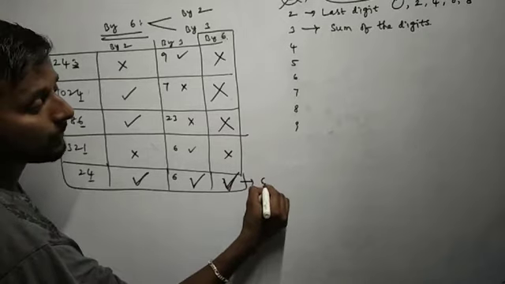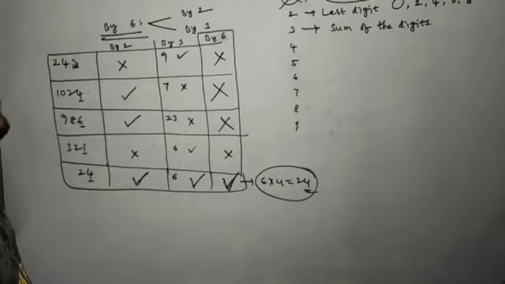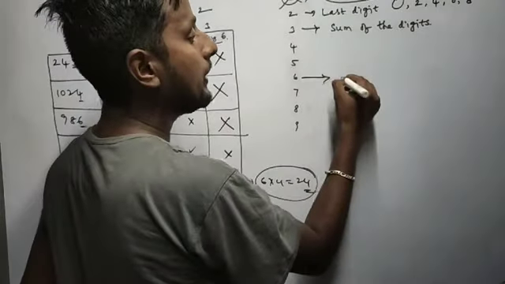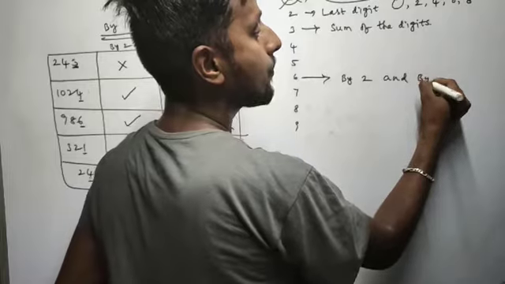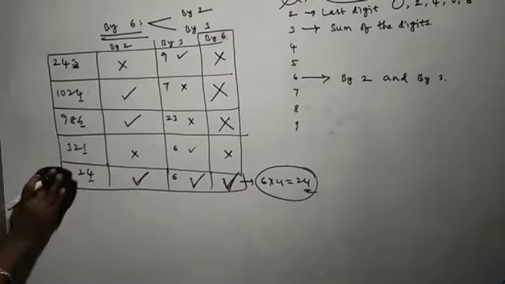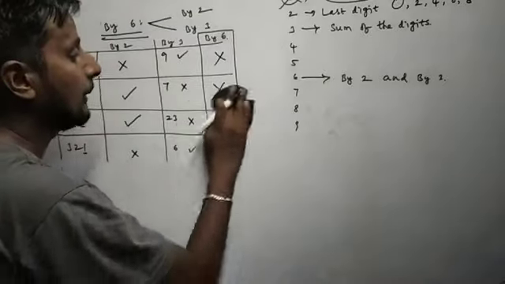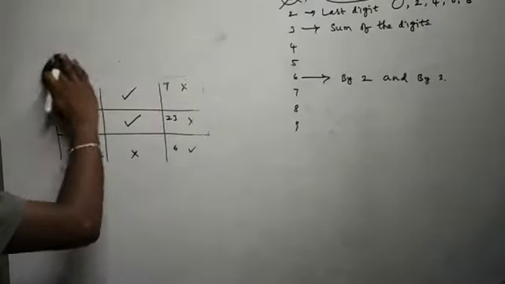And as we know, 6 fours are 24. That is the divisibility rule of by 6. So simple, by 2 and by 3, both conditions must be satisfied. Then by 6 also it is divisible. Next, by 5.